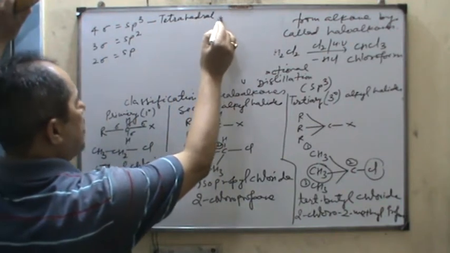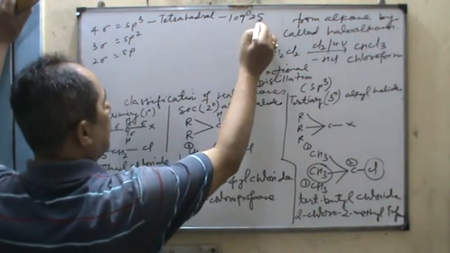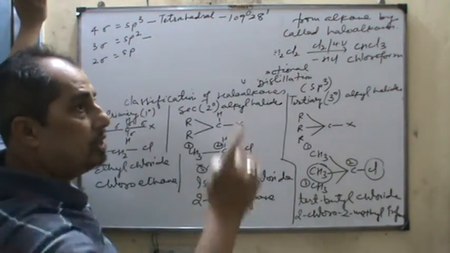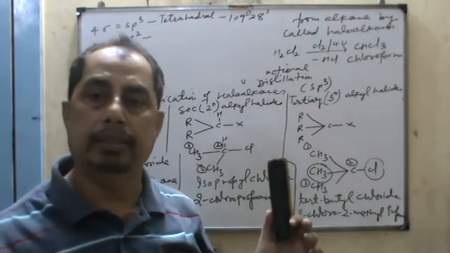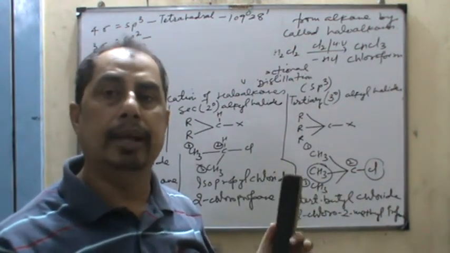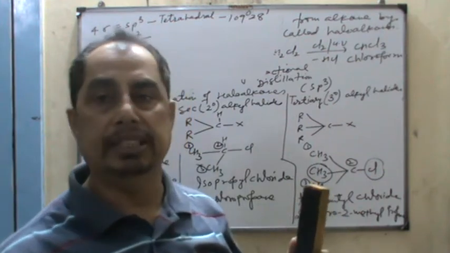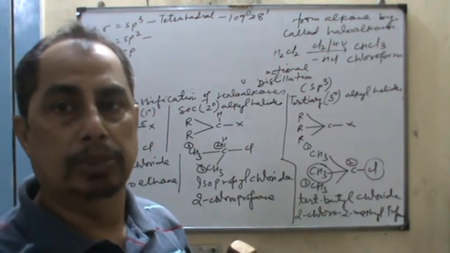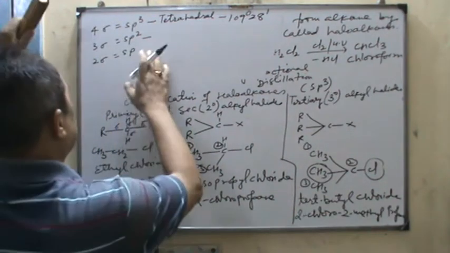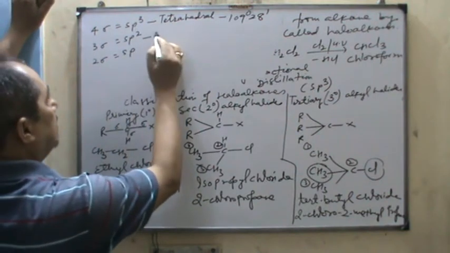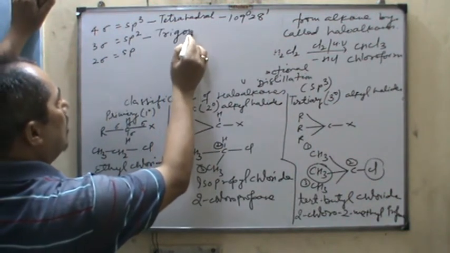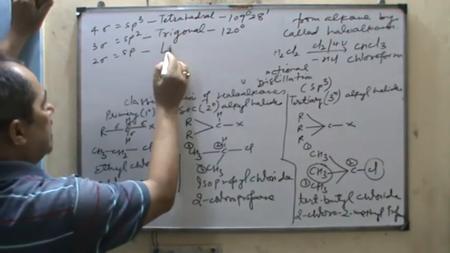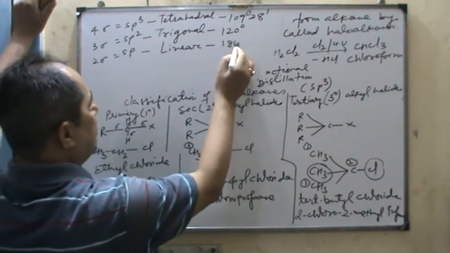4 sigma sp3, that is the tetrahedral, having bond angle 109 degree 28 minutes. In sp2, if you are getting 3 sigma around the carbon, single bond represents sigma, double bond represents 1 sigma and 1 pi, and triple bond represents 2 pi and 1 sigma. Not more than triple covalent bonds are possible in organic chemistry. See here, in carbon and carbon. So there it is the trigonal, and what the bond angle? 120 degree, and sp is the linear and 180 degree.